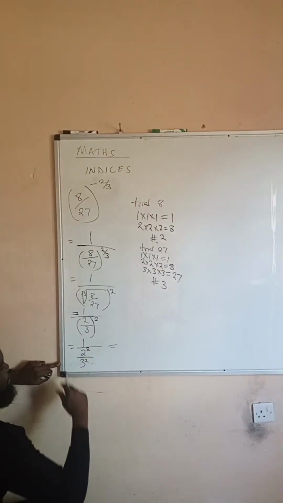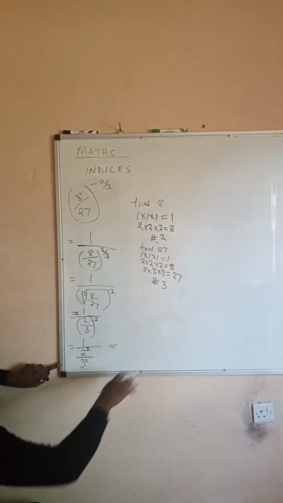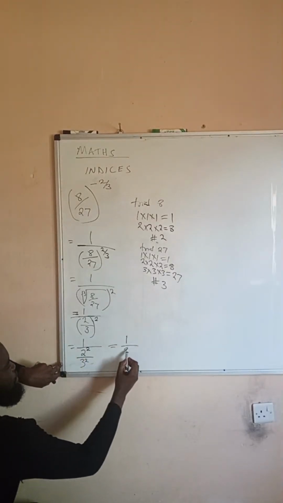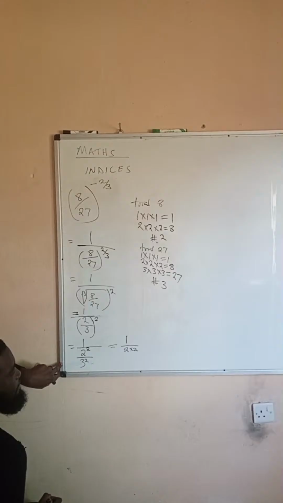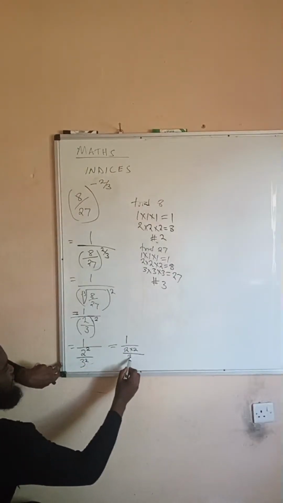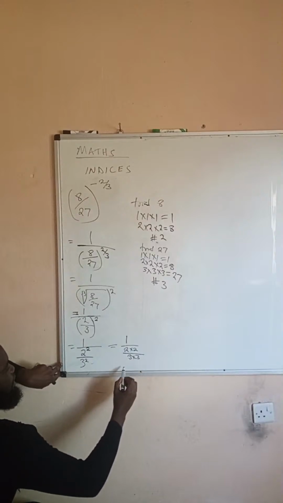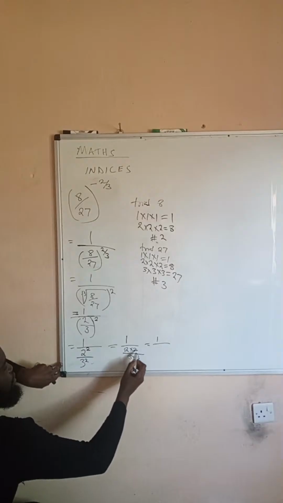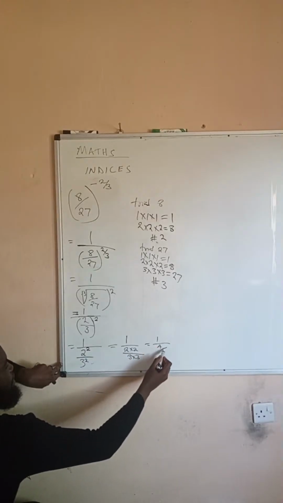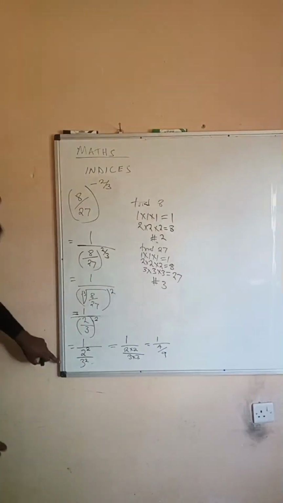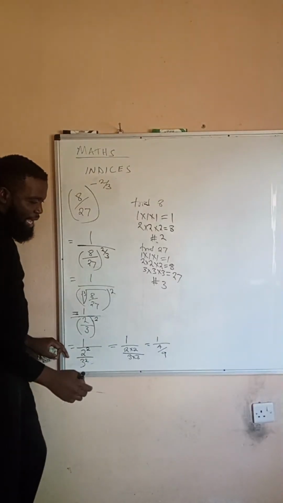So I'll continue solving it on this side because there's no space. So that is 1 over 2 to the power 2, which means 2 times 2, over 3 to the power 2, which means 3 times 3. Which will give me 1 over 2 times 2, 4, over 3 times 3, 9.